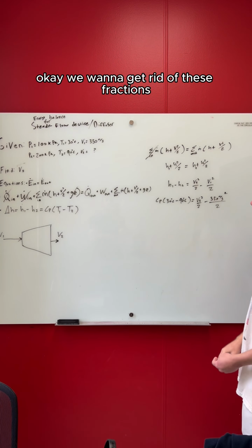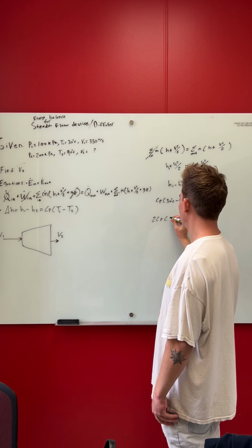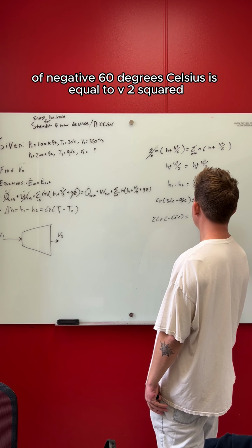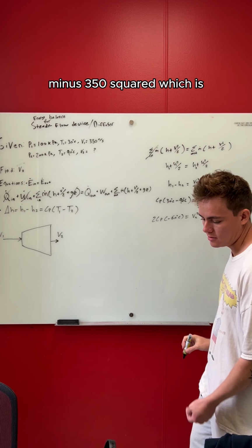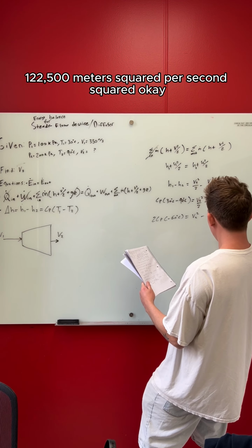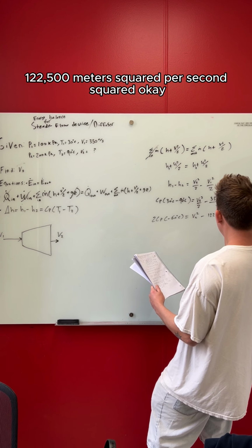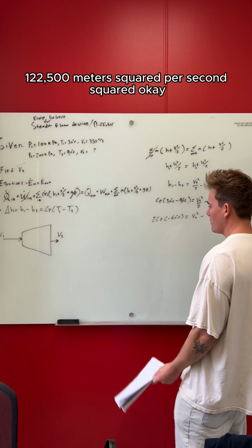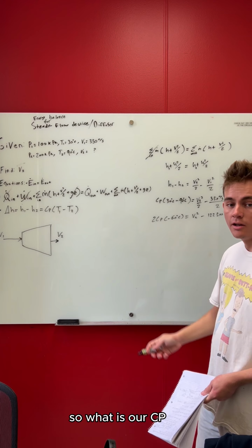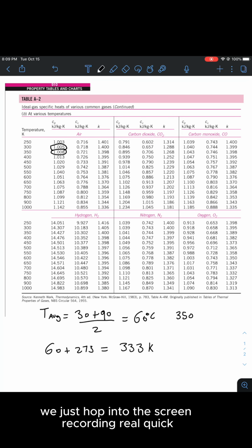We want to get rid of these fractions, so let's multiply everything by 2. 2 Cp of negative 60 degrees Celsius is equal to V2 squared minus 350 squared, which is 122,500 meters squared per second squared. So what is our Cp? For Cp, we have to go to our steam tables. We're just hopping to the screen recording real quick.